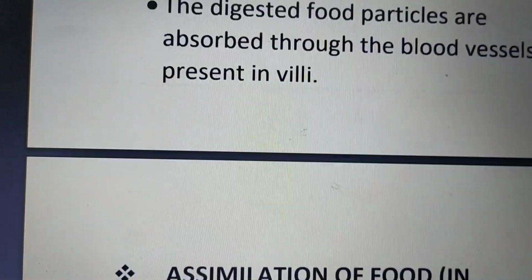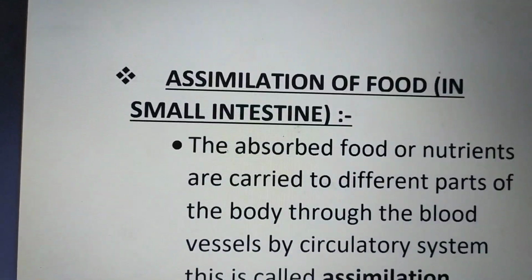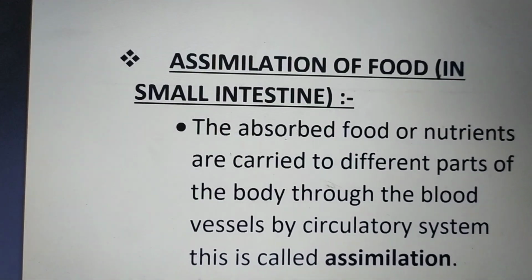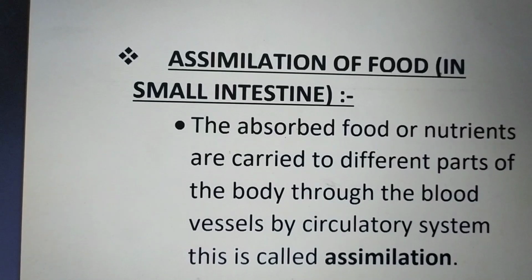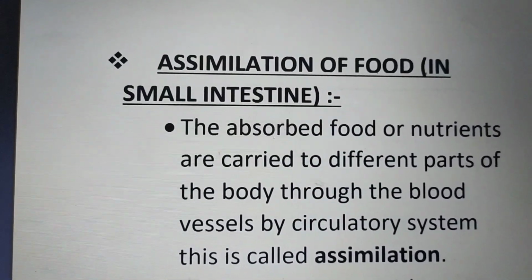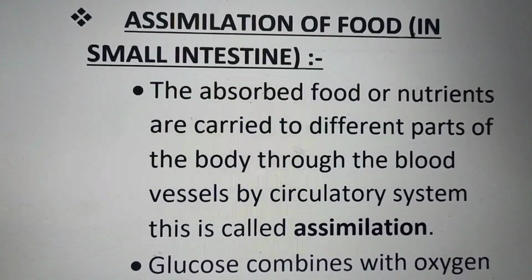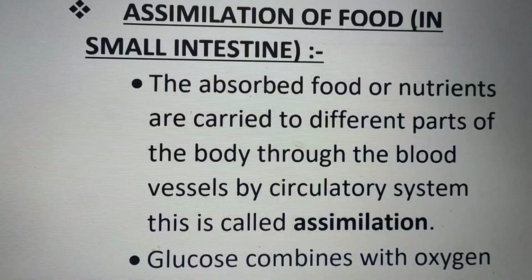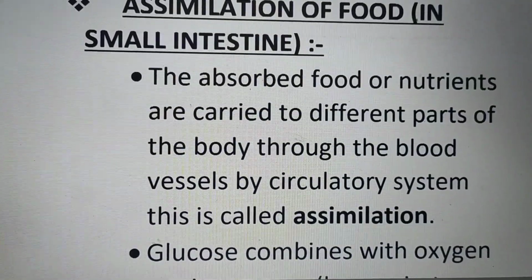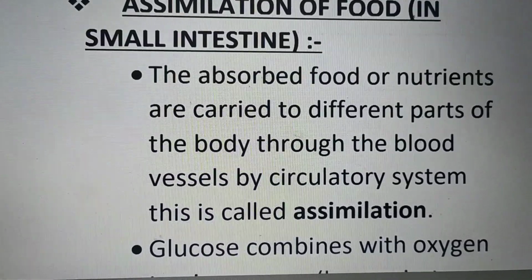So the next topic is assimilation of food in small intestine. Both absorption and assimilation take place in small intestine only. That's why small intestine is a very, very important part of the human digestive system. So the absorbed food or the nutrients are carried to different parts of the body through the blood vessels with the help of the circulatory system, and this is called assimilation.